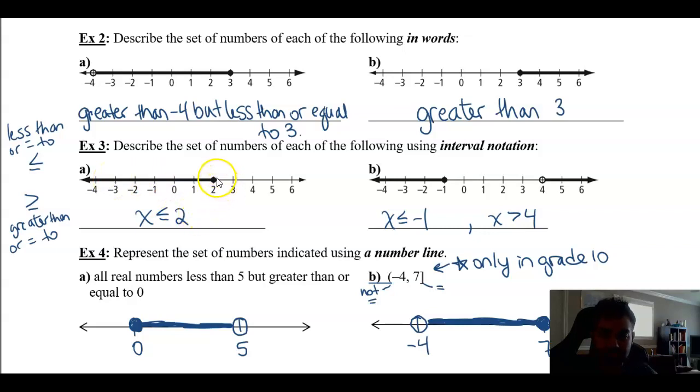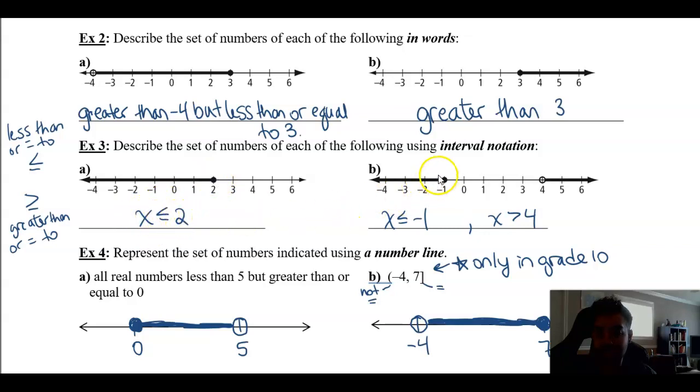Example 3. Here you can see that the 2 is filled in, so we're including the 2, and it's going less than 2, right? I guess we're using the variable x. It doesn't really say if it's domain, but we can just use x. So whatever the number is, it's going to be less than or equal to 2. So you can see here we have x less than or equal to 2.